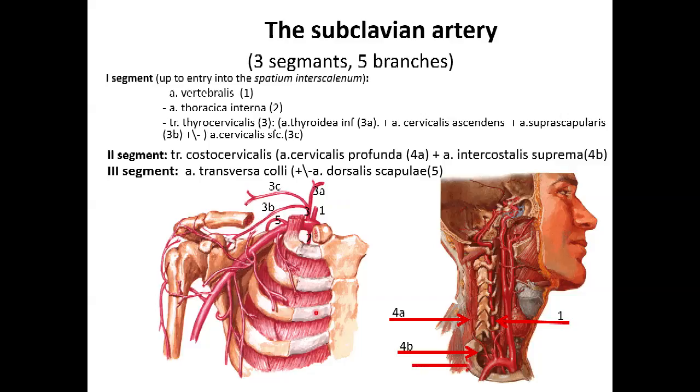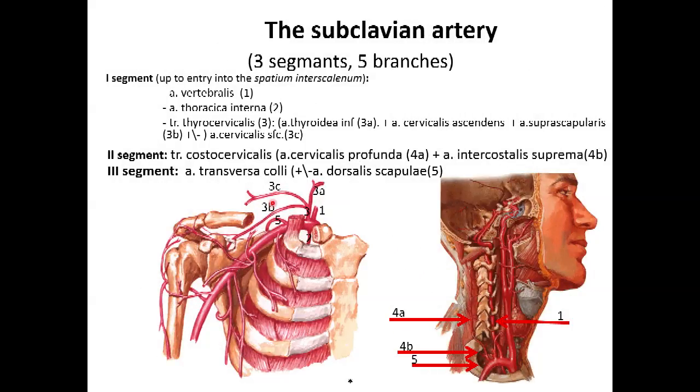And now the third segment. The third segment is that part of the artery which is lateral to the musculus scalenus anterior and spatium interscalenum. It's also quite a short part, and usually has one or two vessels: arteria transversa colli, number 4, and arteria dorsalis scapulae, number 5.